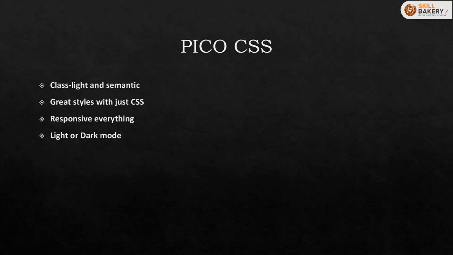It makes use of simple native HTML tags as much as possible. Less than 10 classes are used in Pico. It provides great styles with just CSS, no dependencies, package manager, external files, or JavaScript. Everything that you create with Pico CSS is by default responsive. Light or dark mode: it is shipped with two beautiful color themes automatically enabled according to the user preference.